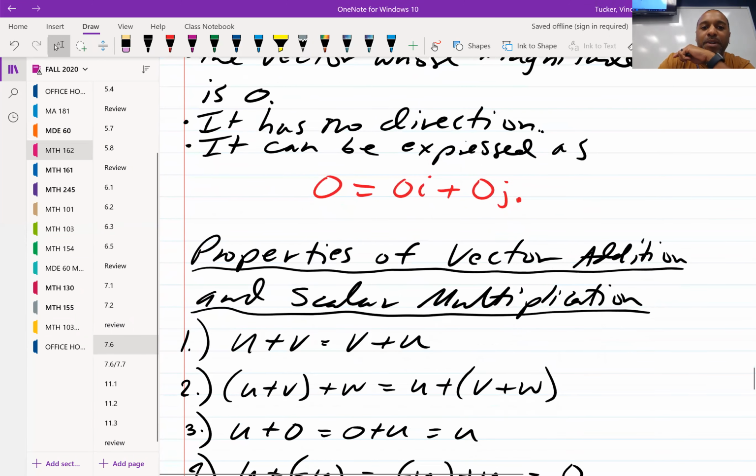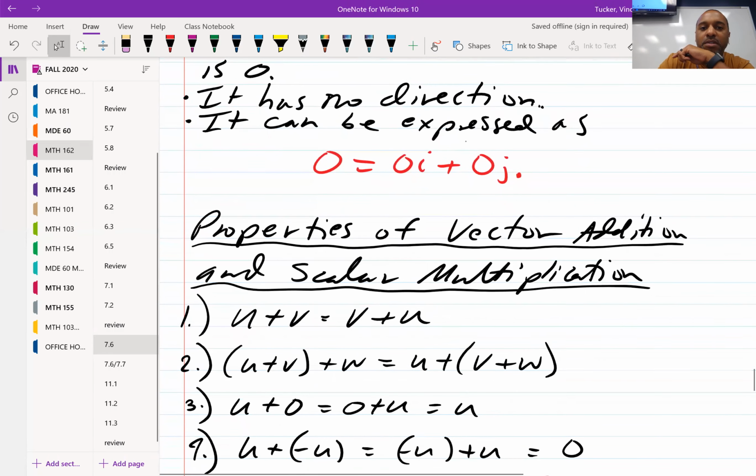Anybody holding on to this top part? Can you scroll all the way up?